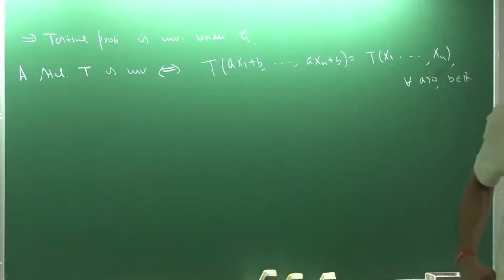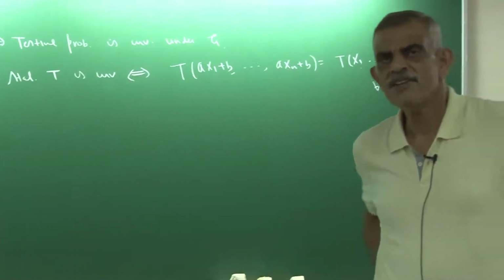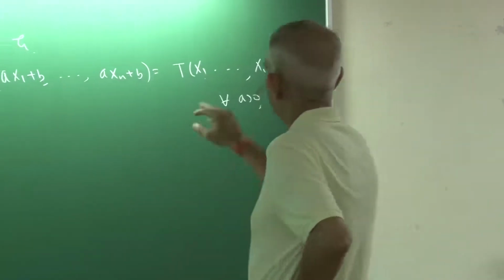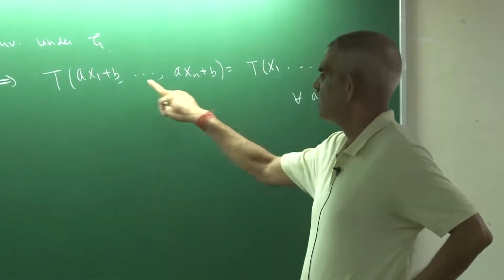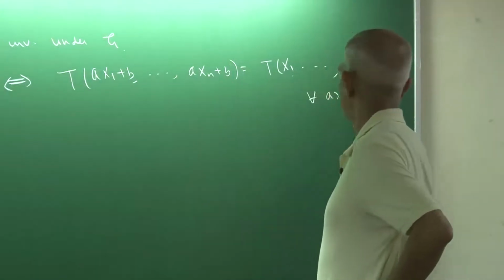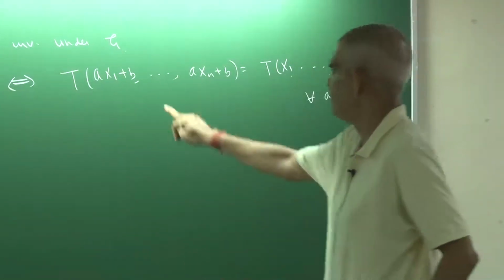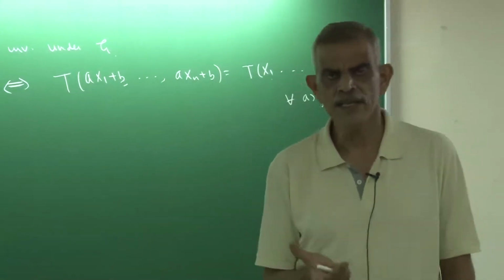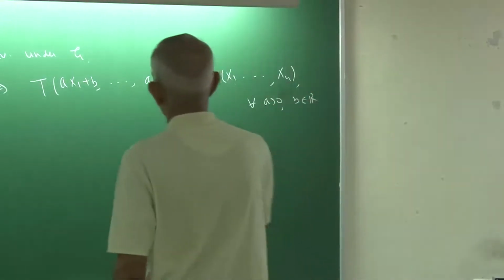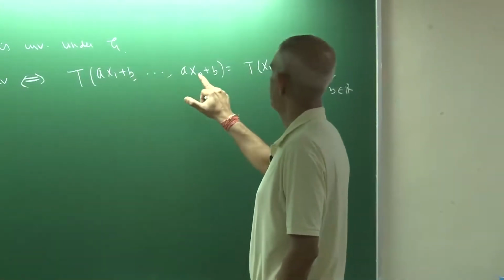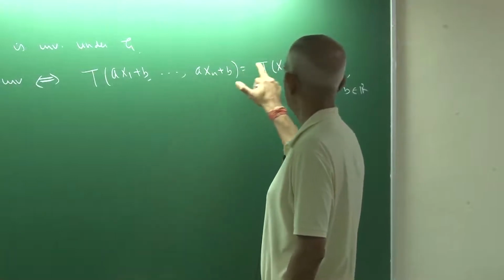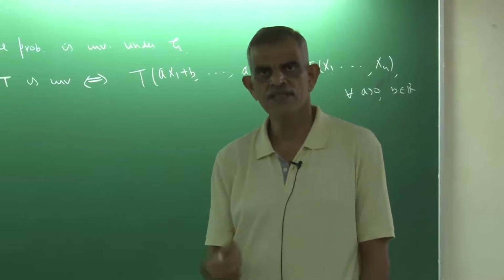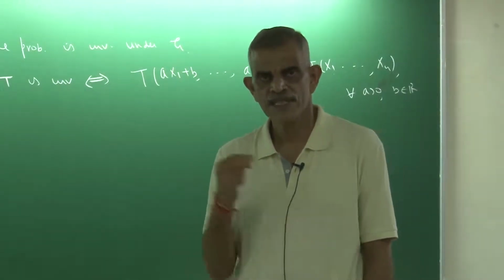So you repeat the same thing which you did in the case of the estimation problem. First you take a to be 1. Then T of x1 plus b, ..., xn plus b is the same as T of x1, x2, ..., xn. Then I can take b to be minus xn. So it becomes T of x1 minus xn, xn minus 1 minus xn, 0, which is the same as T of x1, x2, ..., xn, which means T is a function of d1, d2, ..., dn minus 1, where di is nothing but xi minus xn.